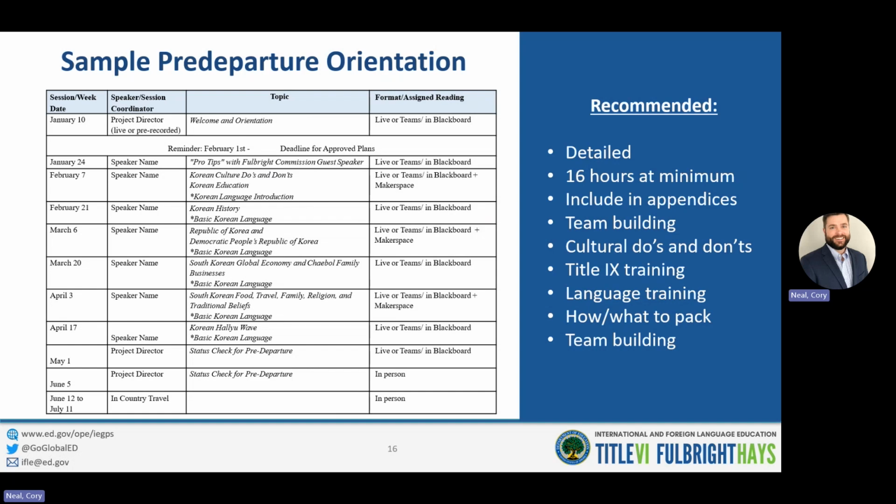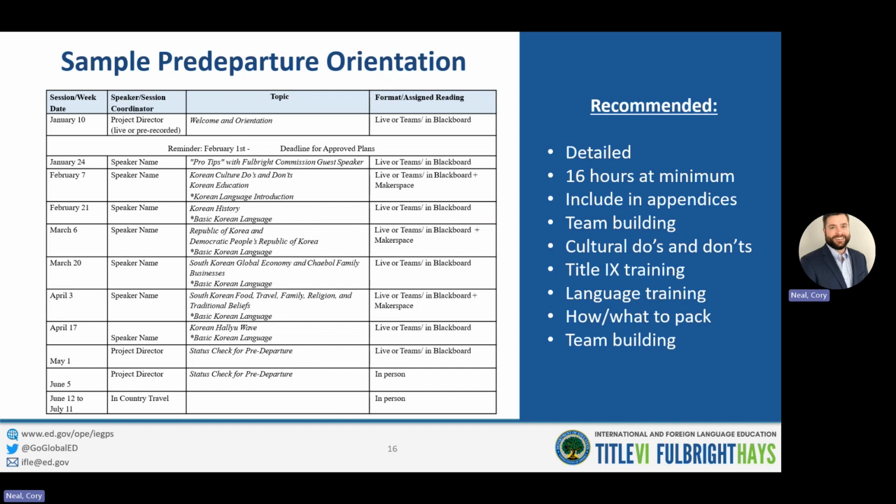Keep in mind that everything you do for your proposal should be detailed. You'll see that word over and over throughout this presentation. Again, it should be 16 hours minimum. You will include your pre-departure orientation schedule as part of your appendices in your application.